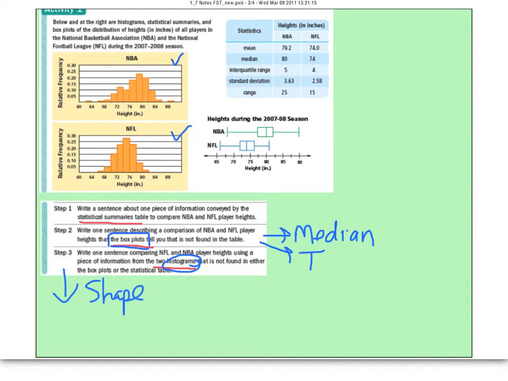And then let's also talk about the IQR, or the range. Remember, the interquartile range you can see is from Q1 to Q3, so it's really the length of the box. Within this box, by the way, is 50% of the data. So you could say that for the NBA, the middle 50% of the players are between about 77 inches and about 83 inches tall, whereas for the NFL, the middle 50% of the players, which is between Q1 and Q3, are between maybe 73 inches and 76 inches. And that would address the IQR.